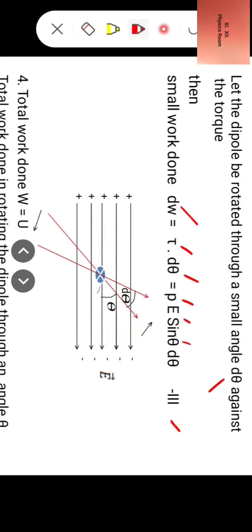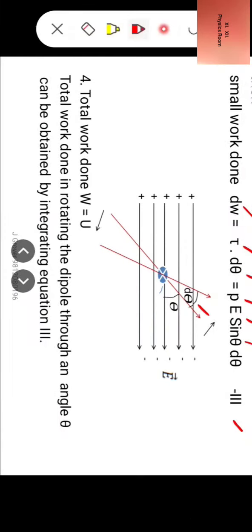Okay, so in the diagram you can see the dipole is rotated through small angle d theta against the torque. And this is the midpoint of the dipole through which the axis of rotation passes, and that axis of rotation is perpendicular to the dipole axis, and this is the electric field. So the dipole is free to rotate about this axis passing through its midpoint perpendicular to the dipole axis, and is placed in uniform electric field of strength E.